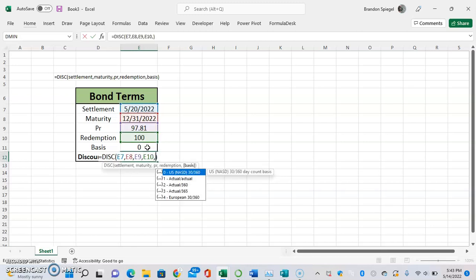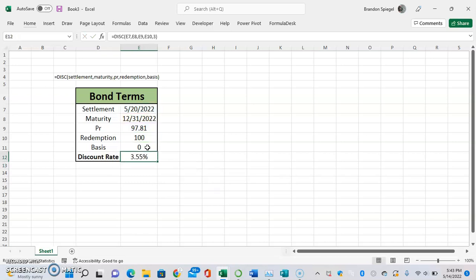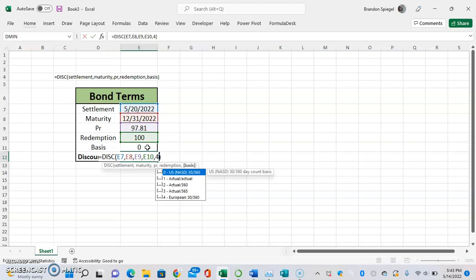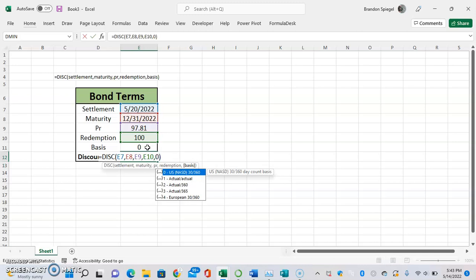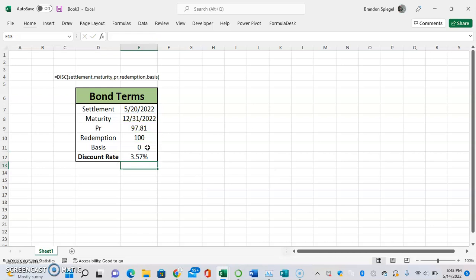3.55%, or actual over 360, 3.50%, actual over 365, 3.55%, or European, 3.58%, and back to 0, 30/360 US. So you can just see how changing some of the parameters changes the discount rate that you calculate.